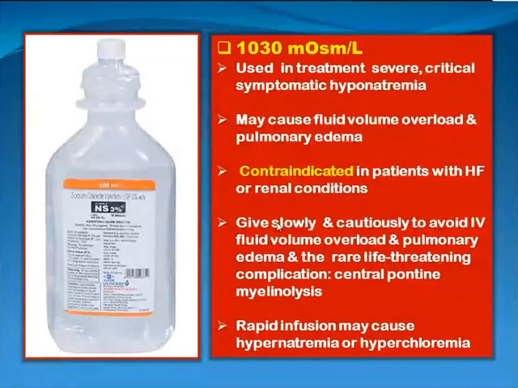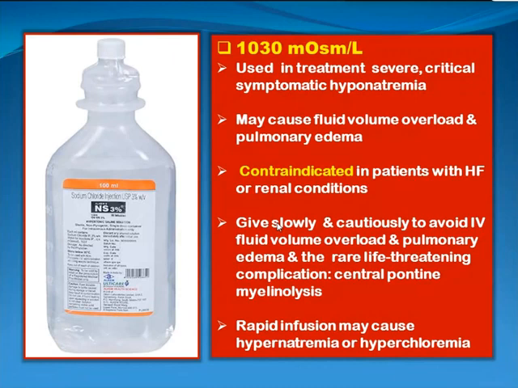It may cause fluid volume overload and pulmonary edema. Why? Because this is a hypertonic fluid, and it will cause shifting of water from the intracellular compartment to the extracellular, so inside the circulation causing fluid overload, and interstitially causing pulmonary edema. Interstitial also means extracellular. So it is contraindicated in patients with heart failure and renal conditions, again because it causes fluid overload and pulmonary edema.